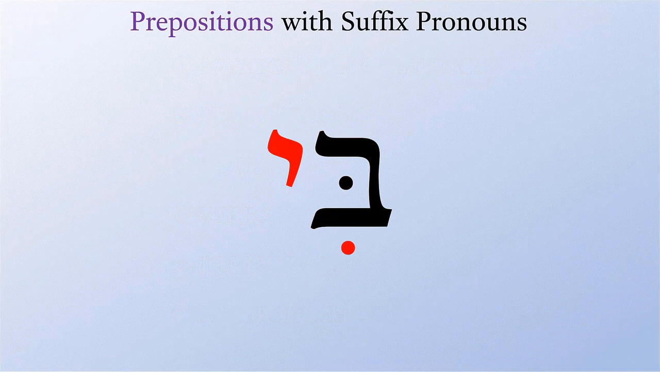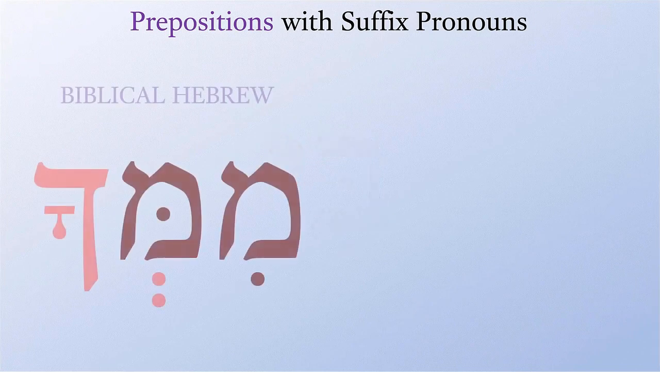This form is familiar from our Hebrew studies, isn't it? It's a bet preposition with a first-person common singular suffix pronoun. So this means in or with me. So this is very familiar from Hebrew. No problem. Let's move on.